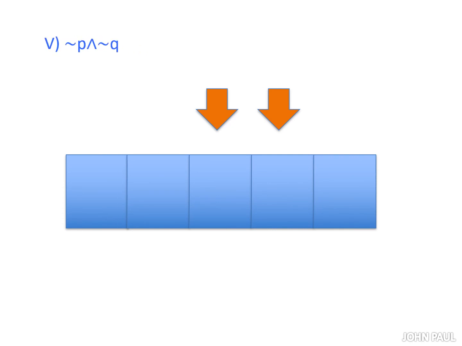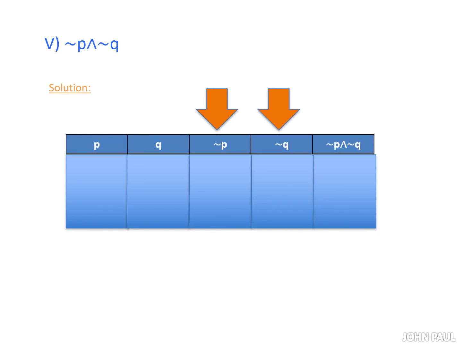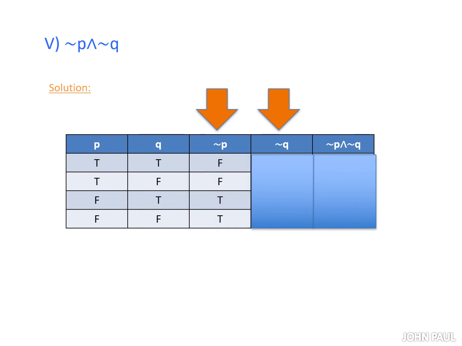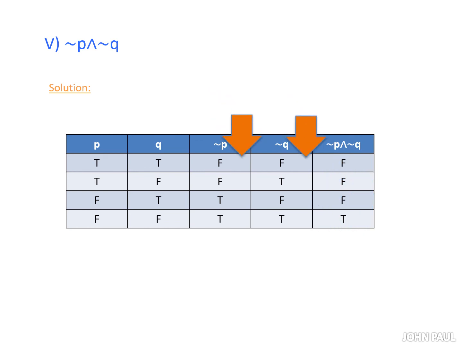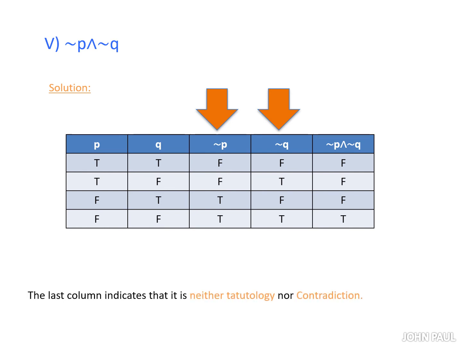Negation P and negation Q. Draw the table, the value of P, Q, negation P, negation Q. Then by using both these columns, the last column we got has both true and false, therefore it is neither tautology nor contradiction.